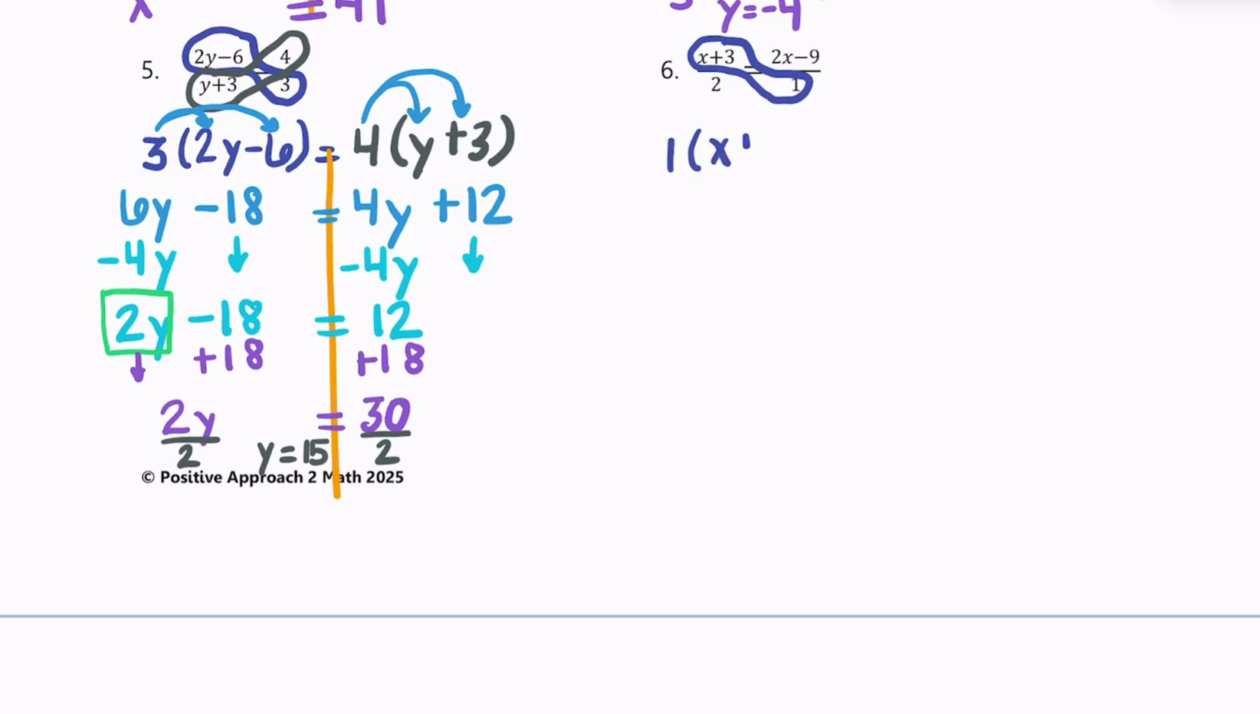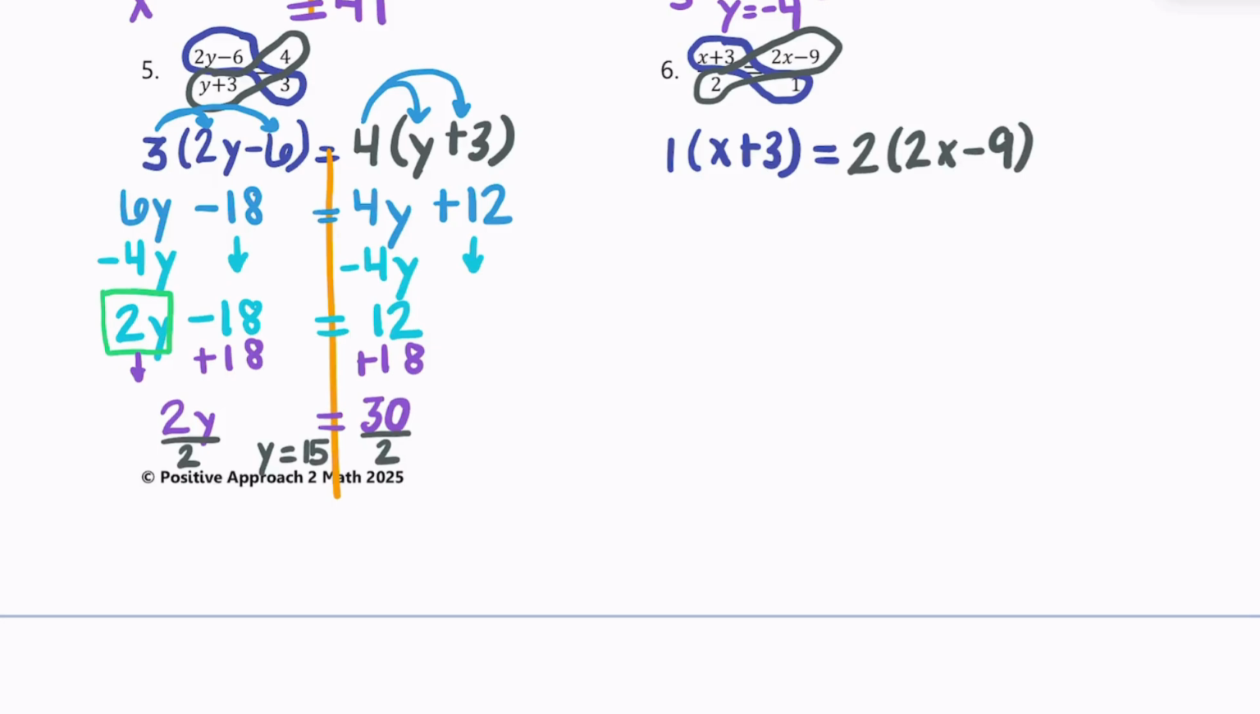Now remember, anything times 1 is just itself. So if you feel comfortable to say, oh, 1 times x plus 3 is just x plus 3, I'm just going to put that, please feel free to do so. Then I'm going to do 2 times the quantity 2x minus 9, so we have to put that in parentheses.